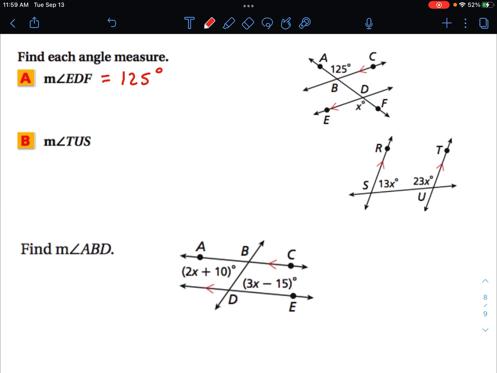If you go on to angle TUS, angle RSU, these are both same side interior angles. They're on parallel lines, so they should be supplementary, which means we're going to have to do a little work here to figure out what x is. 13x plus 23x equals 180. That's 36x equals 180, which means that x is going to be 5, allowing us to figure out TUS is 115 degrees.